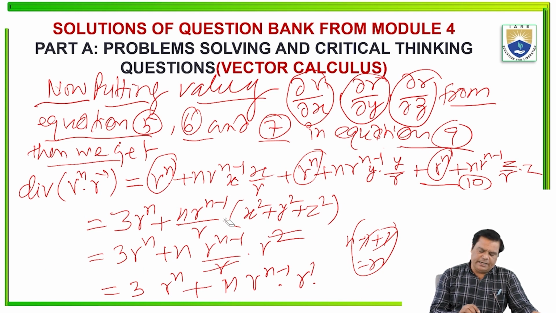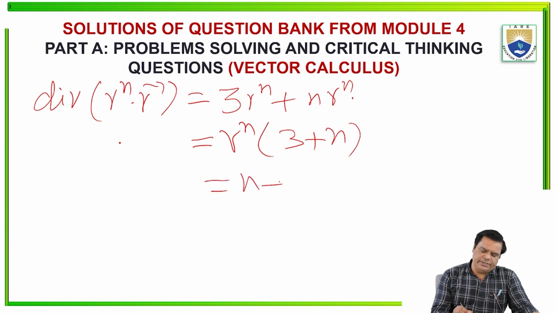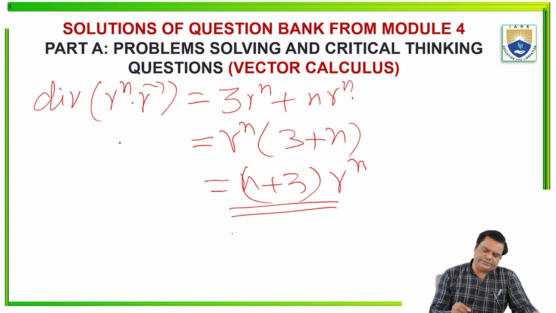r to the power n, and r to the power n minus 1 r square. So here r is cancelled. n into n plus 3. This answer is correct. So this is n plus 3 into r to the power n. So this is RHS. LHS equals RHS.